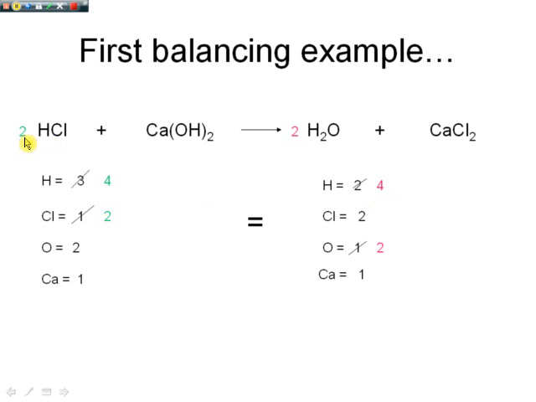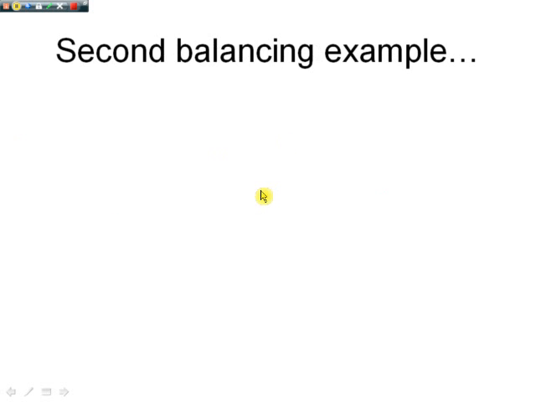Because I've fixed my hydrogens, I've also then added another chlorine. Before I had 1, now I have 2. So if I look at the left and the right, my numbers are the same all the way across. This equation is now balanced and represents the law of conservation of mass. So this equation reads 2 hydrochloric acids plus calcium hydroxide react to produce 2 water and calcium chloride.